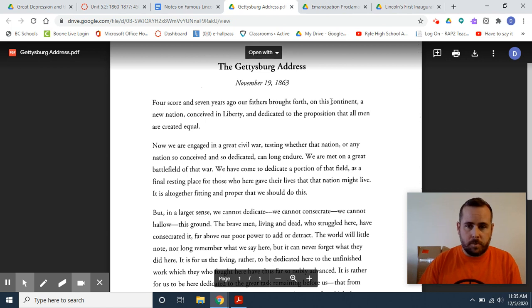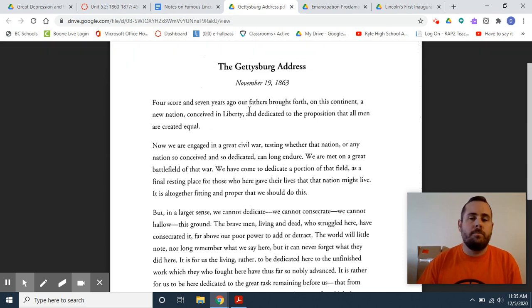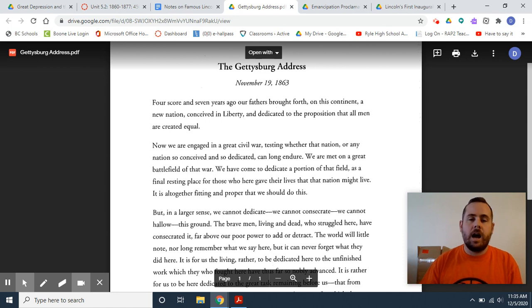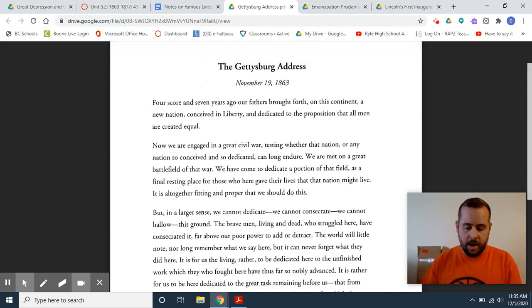It's important that when Lincoln says, "Our fathers brought forth on this continent a new nation," that he's going back to the Declaration of Independence. This idea that all men were created equal. He's not going back to the Constitution, with the three-fifths compromise and the fugitive slave clause and all of that stuff.